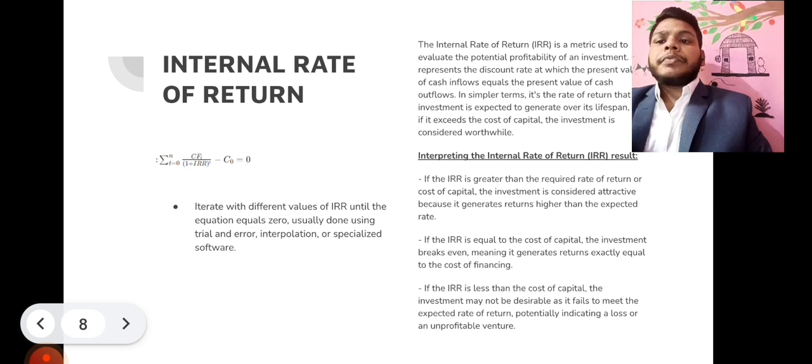On the left-hand side, you can refer to the formula to calculate IRR. Iterate with different values of IRR until the equation equals zero, usually done using trial and error, interpolation, and specialized software.